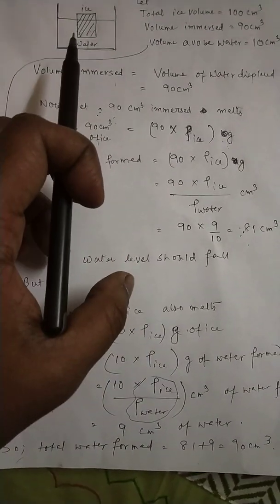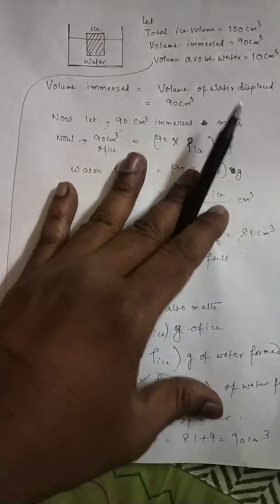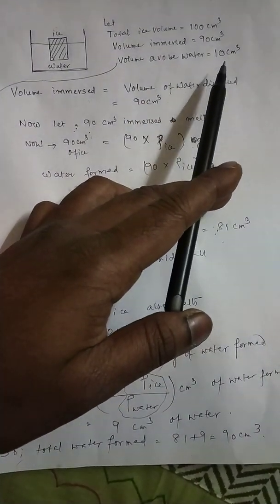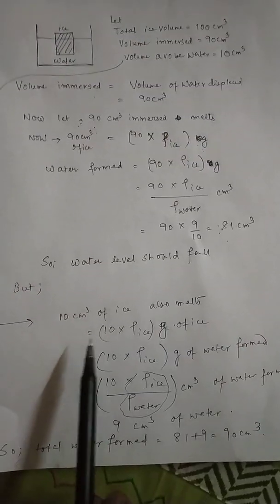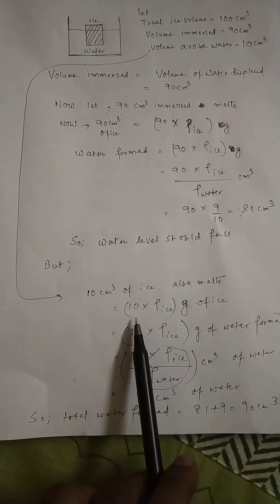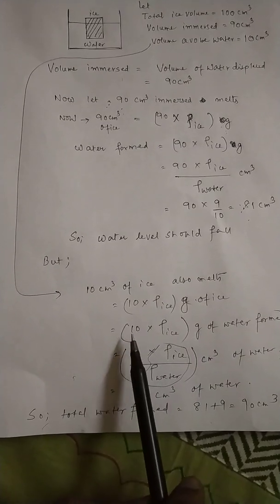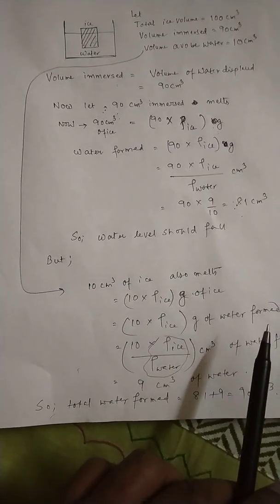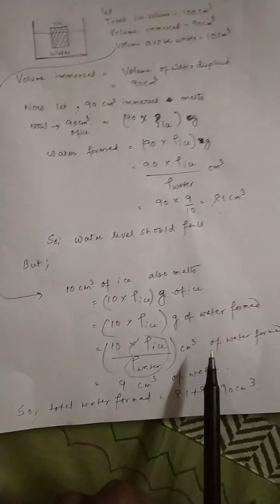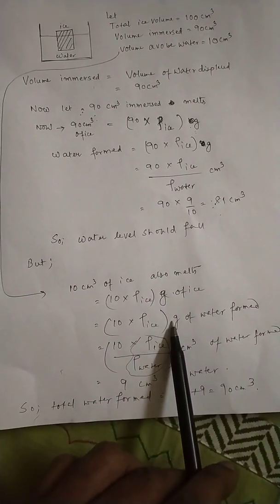But did you take this one, the volume above water, that will also melt, right? In the question it is not said that the volume above water will not melt. Volume above water will also melt, and that is 10 centimeter cubes. Now the 10 centimeter cube of ice also melts. So what is the gram of ice that is melting? 10 into rho ice grams of ice is melting. Now 10 into rho ice grams of water is getting formed. Now 10 into rho ice divided by rho water centimeter cube of water is getting formed, right? Did you get it? Mass of ice will always be equal to mass of water.